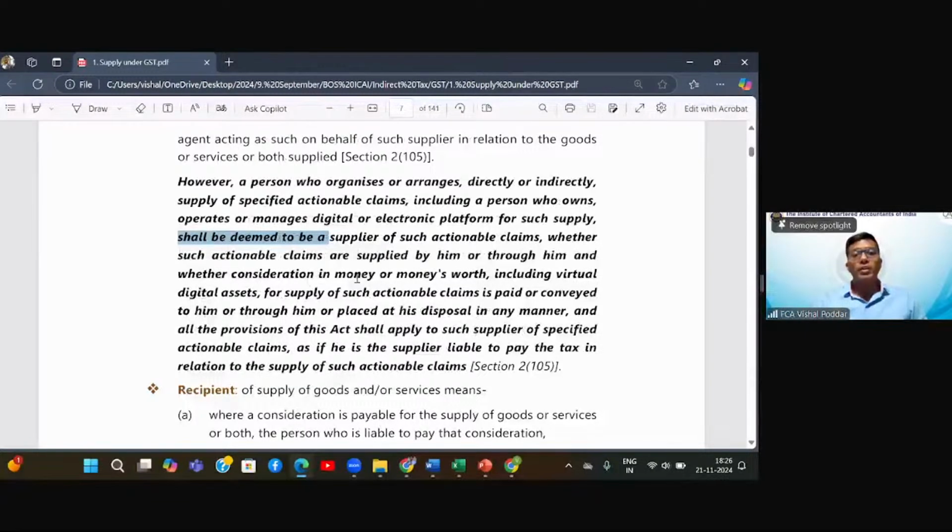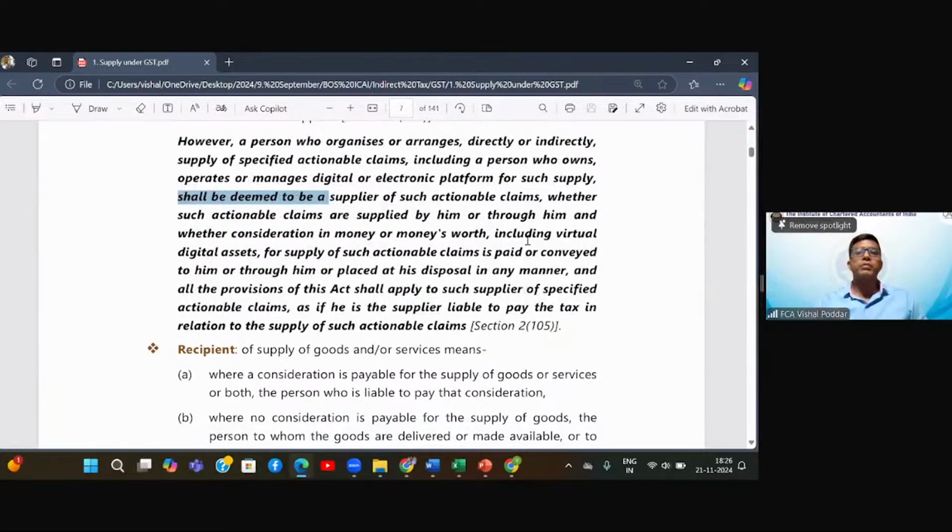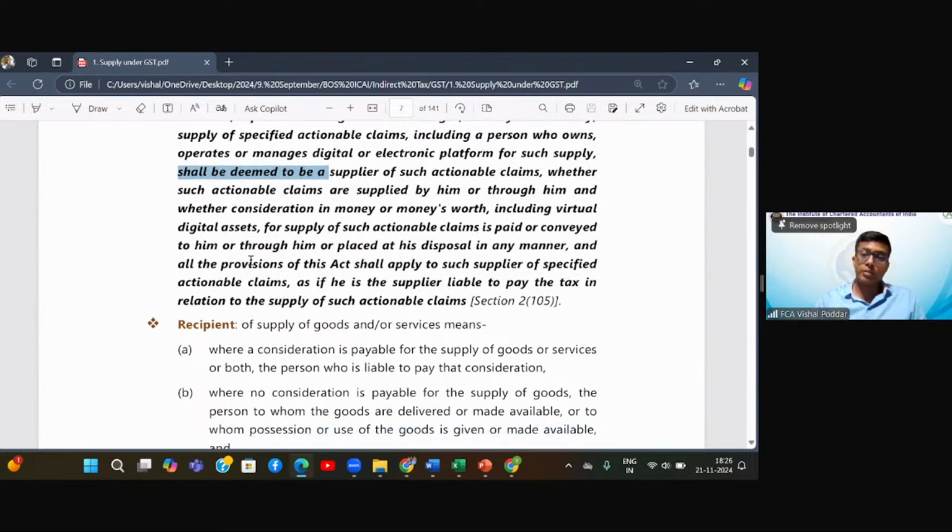And whether the consideration is in money or money's worth, including virtual digital assets. Now, if you know on this online platform, now people are even playing by using bitcoins or any type of cryptocurrencies. That is why they have said that the consideration that you are paying may be money, like how we pay money in monetary terms, or it may be in the form of virtual digital assets. Because now many gaming companies accept that you make the payment in bitcoins and similar all virtual digital assets.